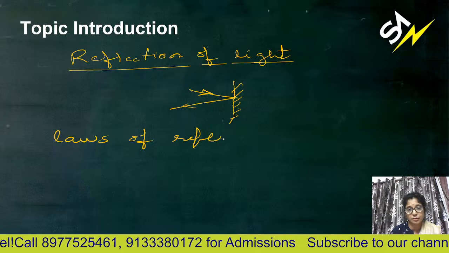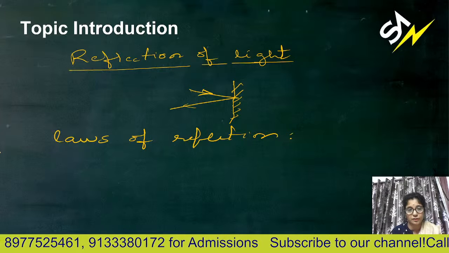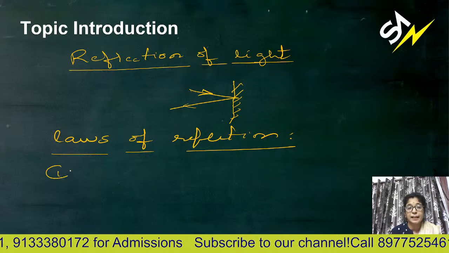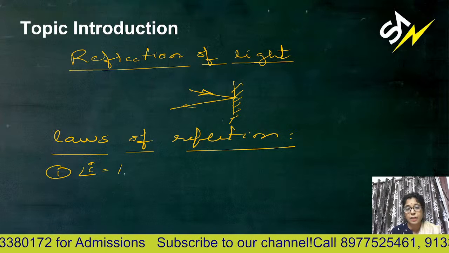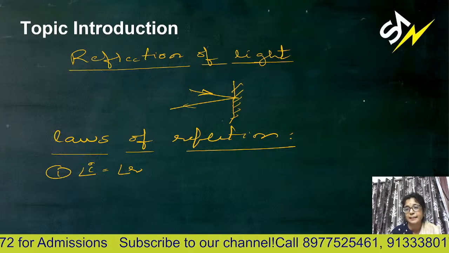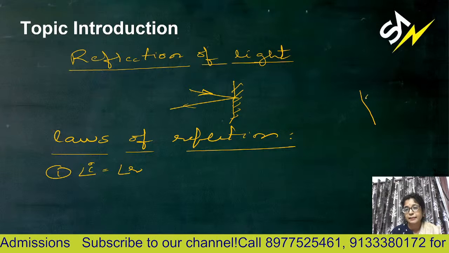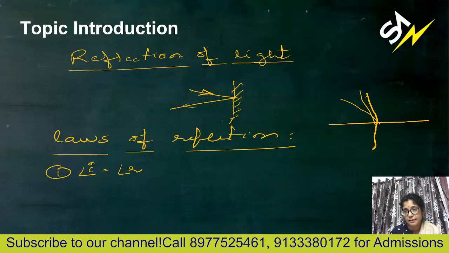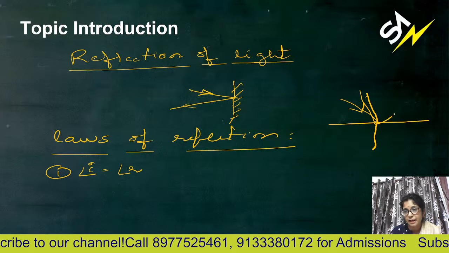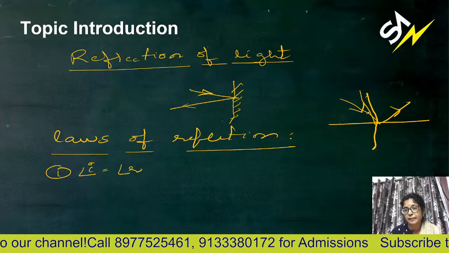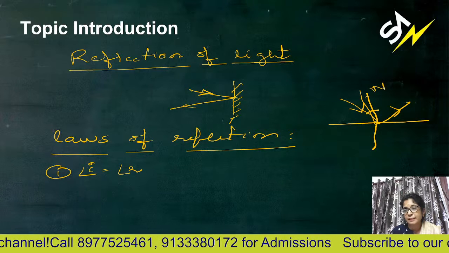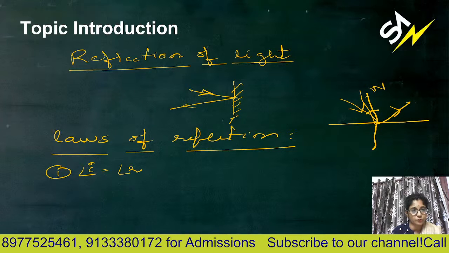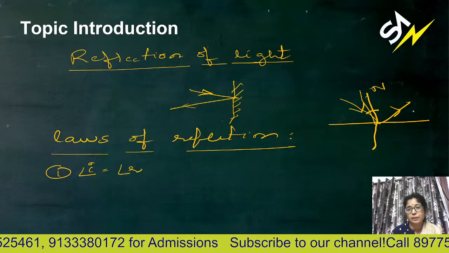I hope you all know what the laws of reflection are, isn't it? The first law of reflection is angle I is always equal to angle R. What is this angle I and angle R? Let us draw a line, and this is the incident ray and this is the reflected ray. And what do you call this? This is the normal. Normal is an imaginary line which is drawn perpendicular to the surface.